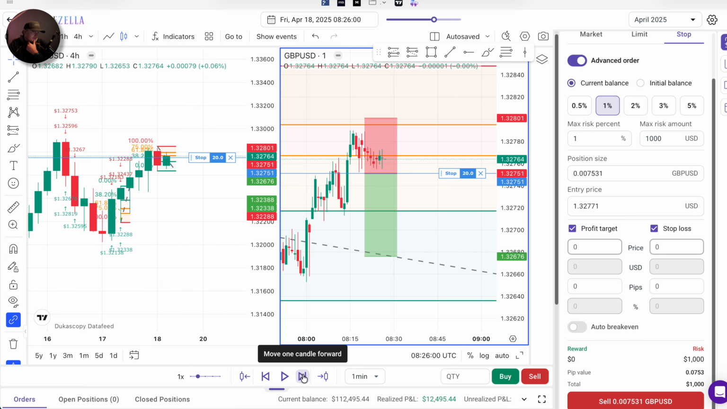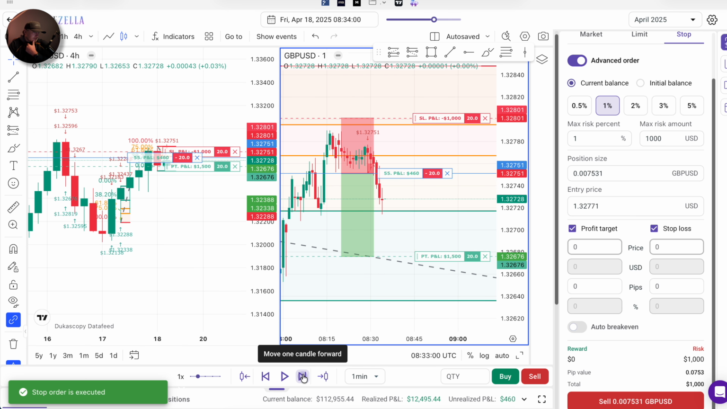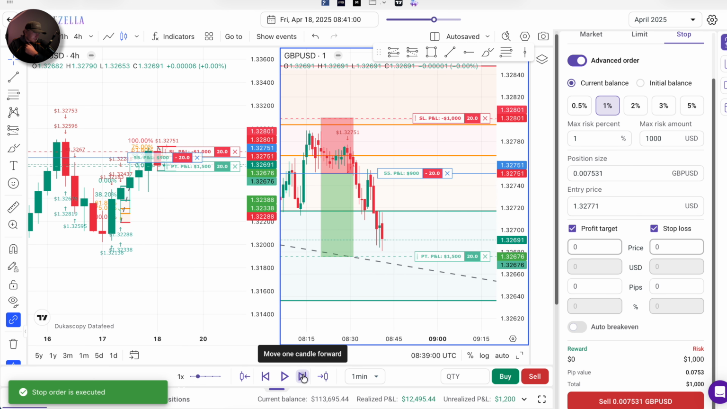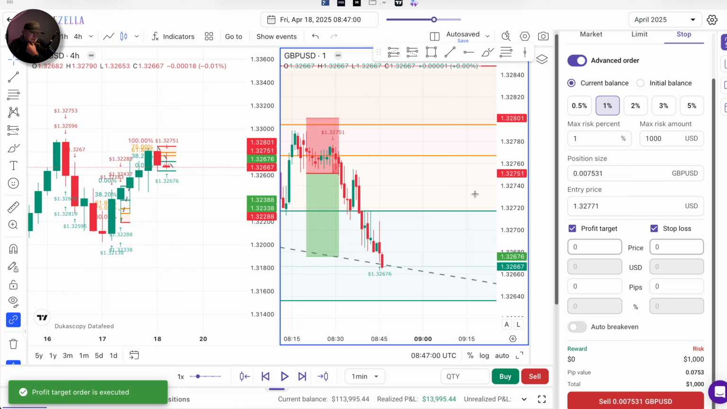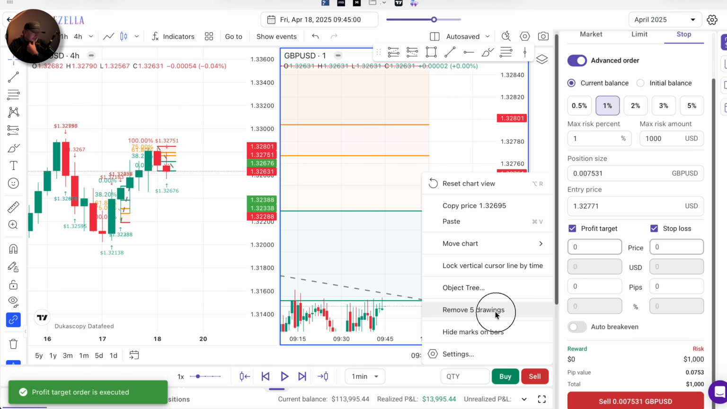If we can hold that level and not break below, something weird is going on here. Triggered in, price pushes down, and then take profit. So now we go forward to the start of London session. Hopefully price clears up a little bit.